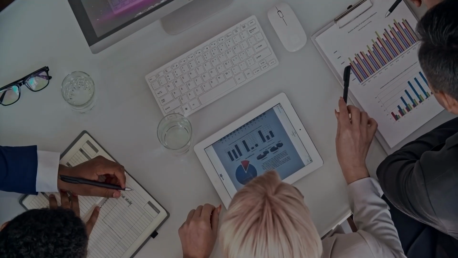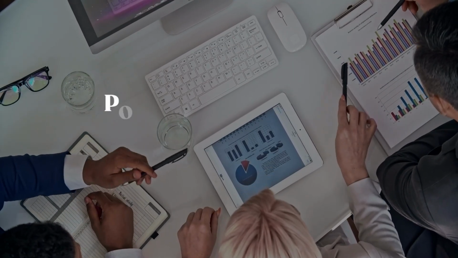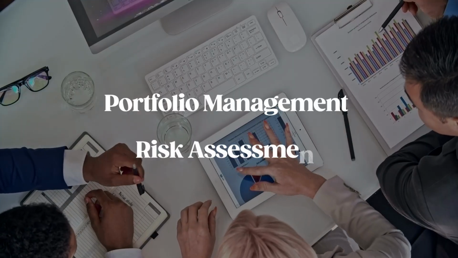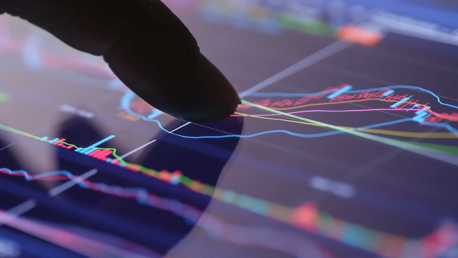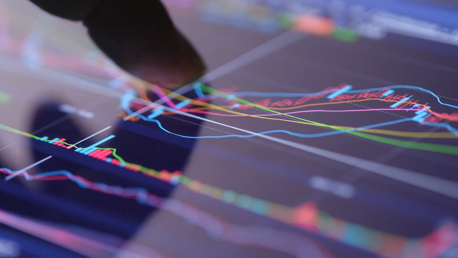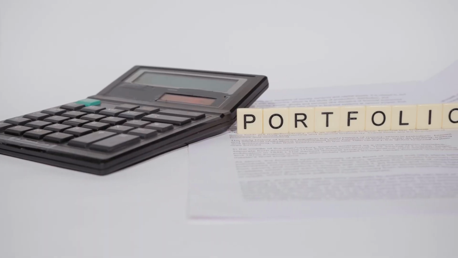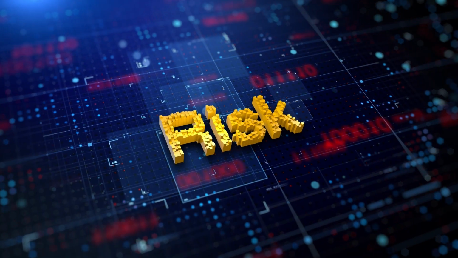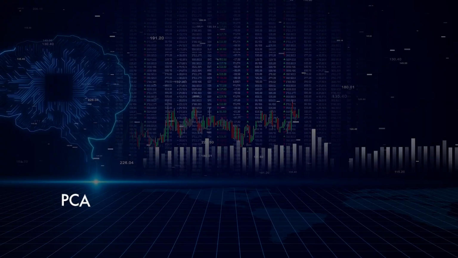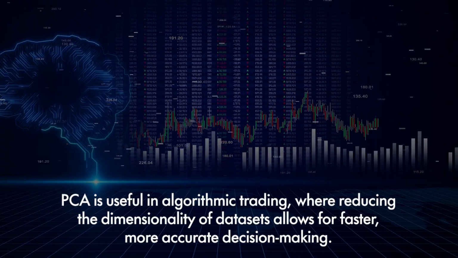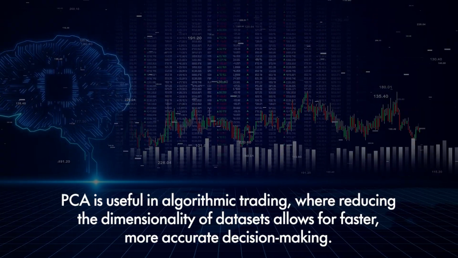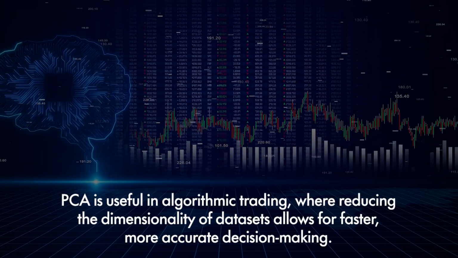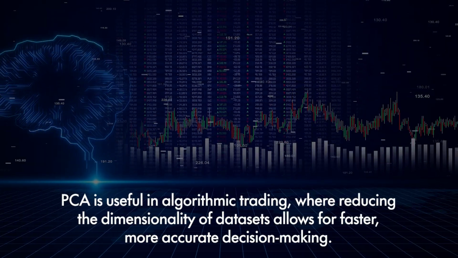In finance, PCA has many applications, particularly in portfolio management and risk assessment. By identifying the principal components that drive asset returns, analysts can create more diversified portfolios, balance risk, and improve performance. Additionally, PCA is useful in algorithmic trading, where reducing the dimensionality of datasets allows for faster, more accurate decision-making.